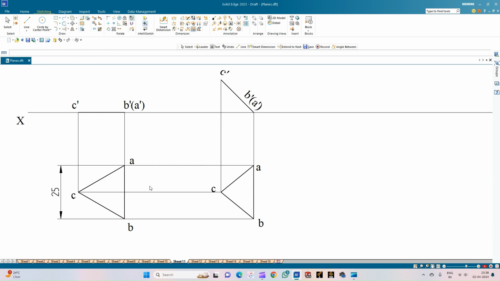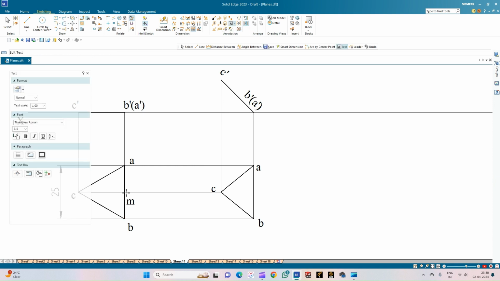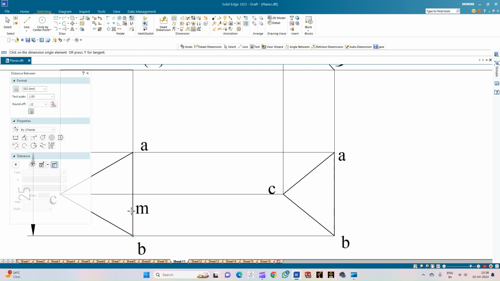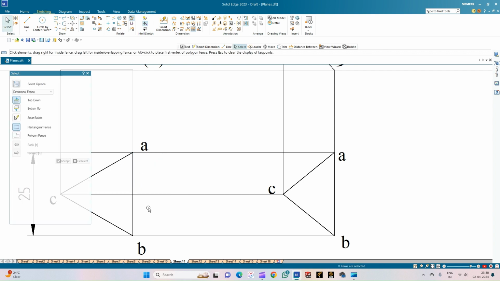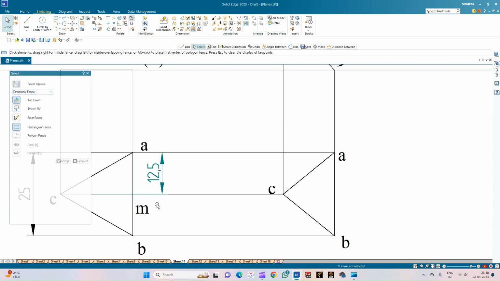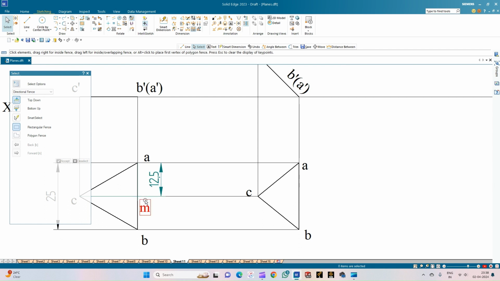So I can call this point as M. So CM is the median of this triangle in the first position. So now let us see whether it is bisecting the triangle. So from this point to this point it is 12.5 and the total length is 25. So it is bisecting. So this is the point, the median point, correct? So this point is the median.